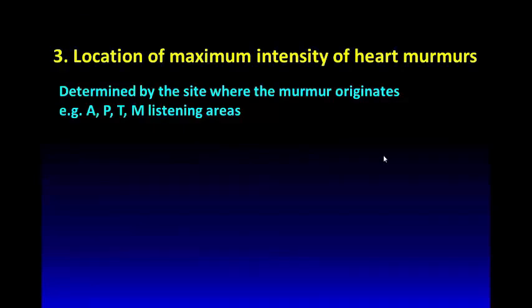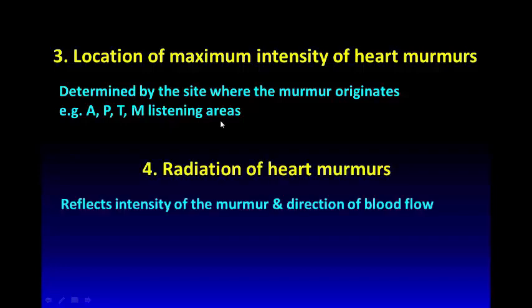The location of the maximum intensity of the heart murmurs is determined by the site where the murmur originates. So the murmur can be best heard at the aortic, pulmonary, tricuspid, or mitral auscultatory areas. The murmur might radiate, and radiation of the heart murmurs reflects the intensity of the murmur and the direction of blood flow. Of course, murmurs with high intensity are more likely to radiate, are more likely to be heard.